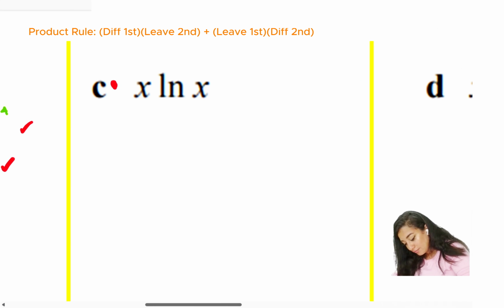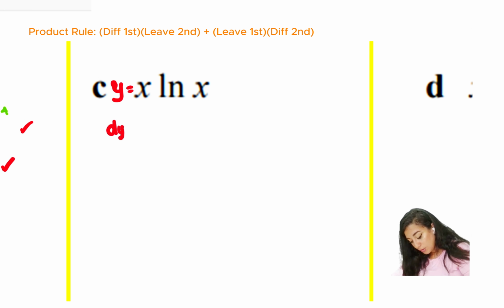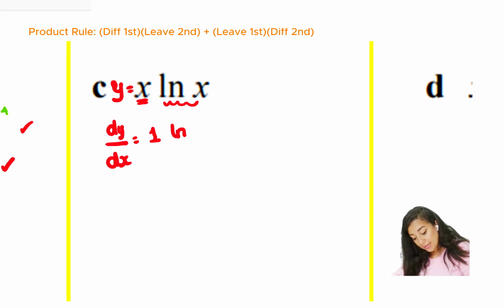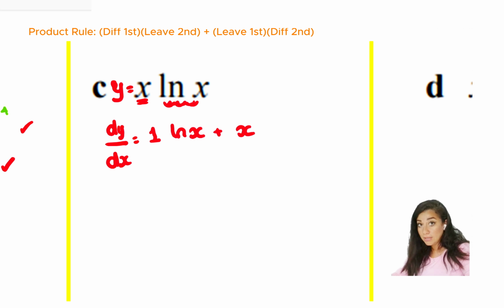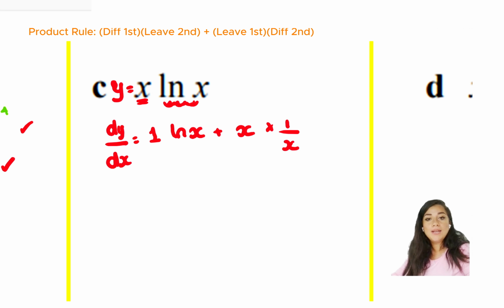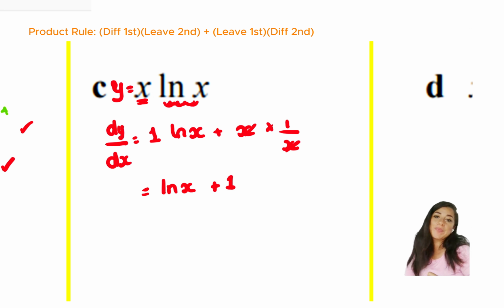So here we've got y equals x ln x. I know it's a product rule question because this x is going nowhere. It's just there. So I need to use the product rule formula. Differentiate first. So I just end up with 1. Leave second. So I end up with ln x plus leave first, x, differentiate the second. When I differentiate ln x, I get 1 over x. So times 1 over x. And all I need to do is clean it up. So equals ln x, so the x cancel out, plus 1. And that's it. Lovely.